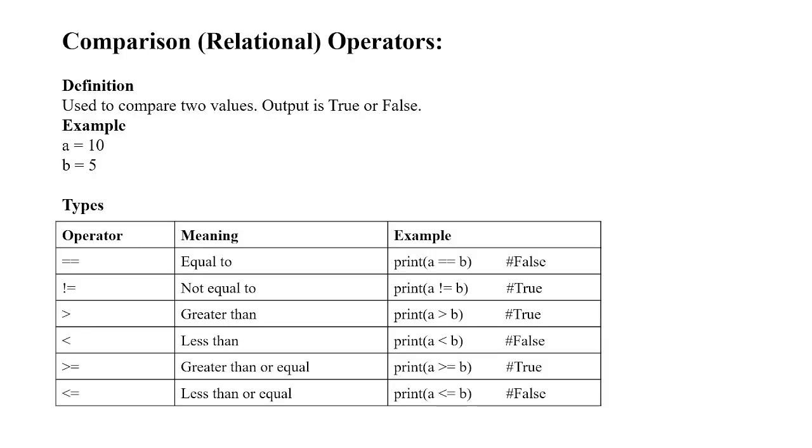Next one is comparison operators, and these are used to compare two values and the output is true or false. It doesn't give any integer output, and these are the operators in comparison operators: equal to, not equal to, greater than, less than, greater than or equal, and less than or equal. This is only used to compare the values. It is equal or not equal, if it is greater or less than, like that. I will explain each of them with an example.